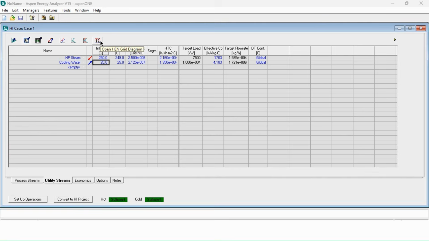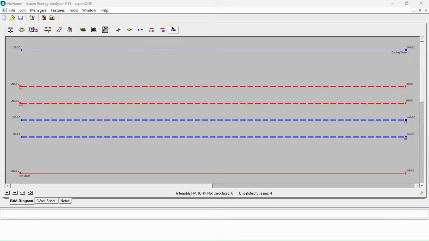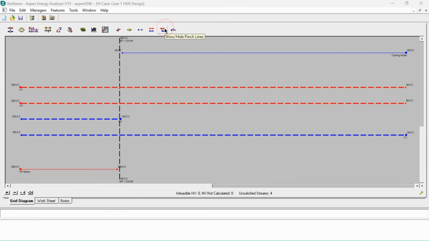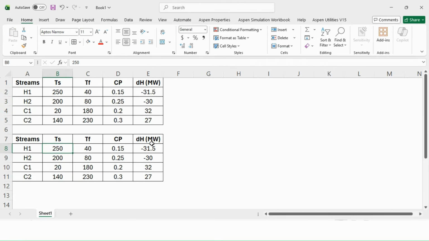Now we will go to this heat exchange network diagram and we will first divide the system at pinch. So clicking on this and the system is now divided. Now we will use the Excel sheet to first analyze how we can do the calculations or how we can do the stream matching. So first thing is to ensure that we follow the above pinch system.